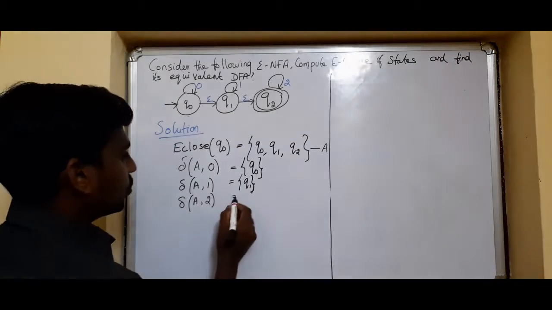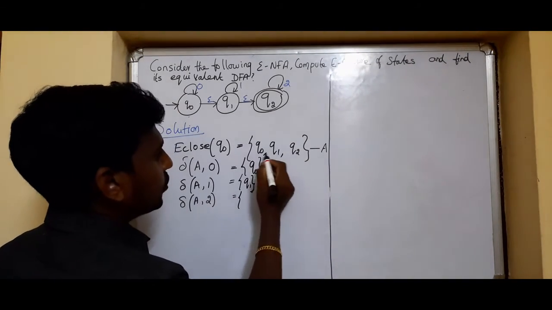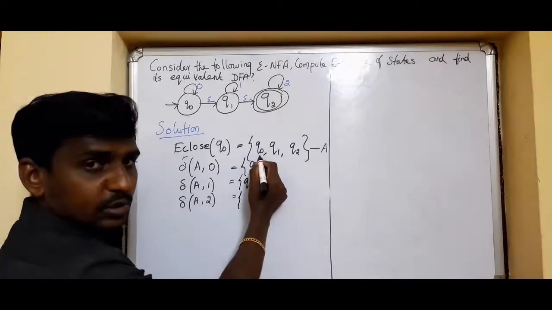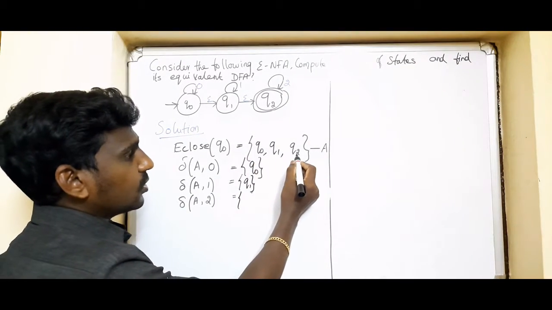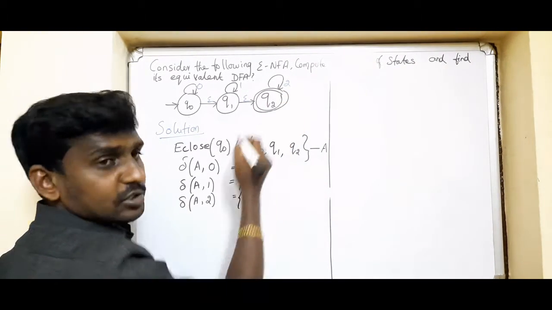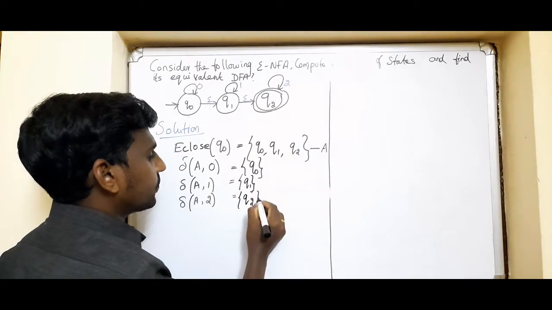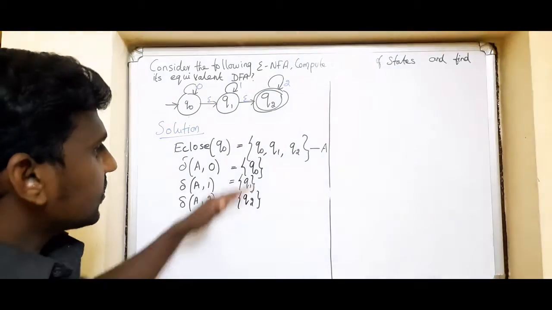And then A comma 2. A means Q0, Q1, Q2. Q0 comma 2, there is none. There is no Q1 comma 2. But Q2 comma 2 is there, that is Q2. Okay, so this is the first step.